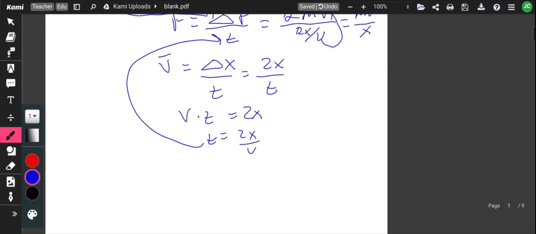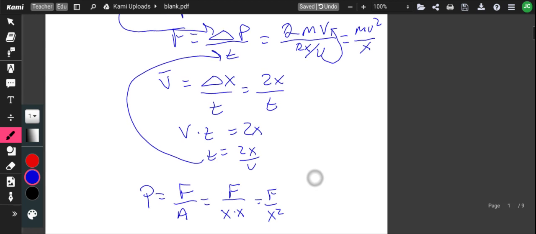Now, another concept that we deal with is pressure. Pressure is equal to force over area, which is equal to force divided by x times x, or force over x squared, length times width, whatever that happens to be.